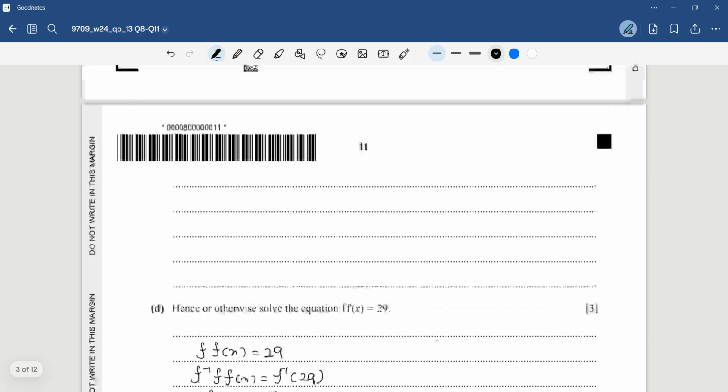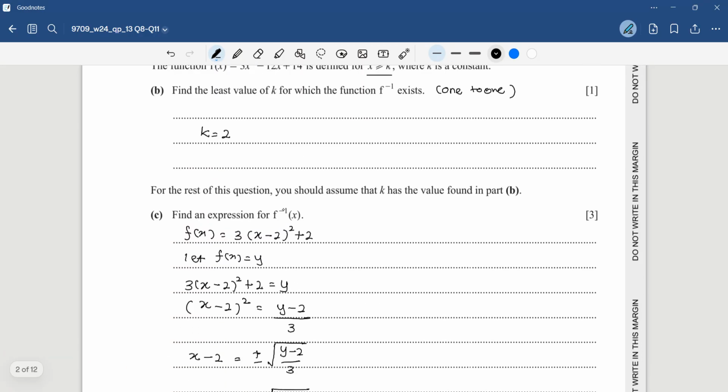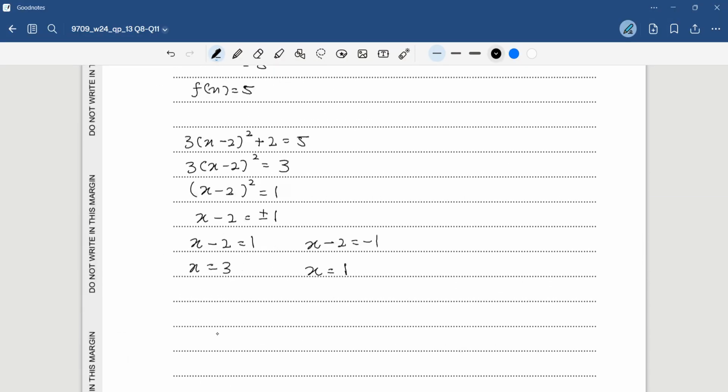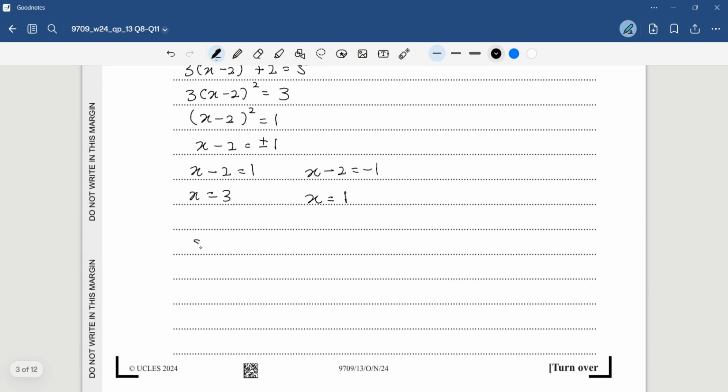And also remember, here just now you have x more than k, which is x is more than or equal to 2. Since your x is more than or equal to 2, therefore your final answer is only x equal to 3. So we reject this. Okay, please take note. You have to compare with the domain given also.